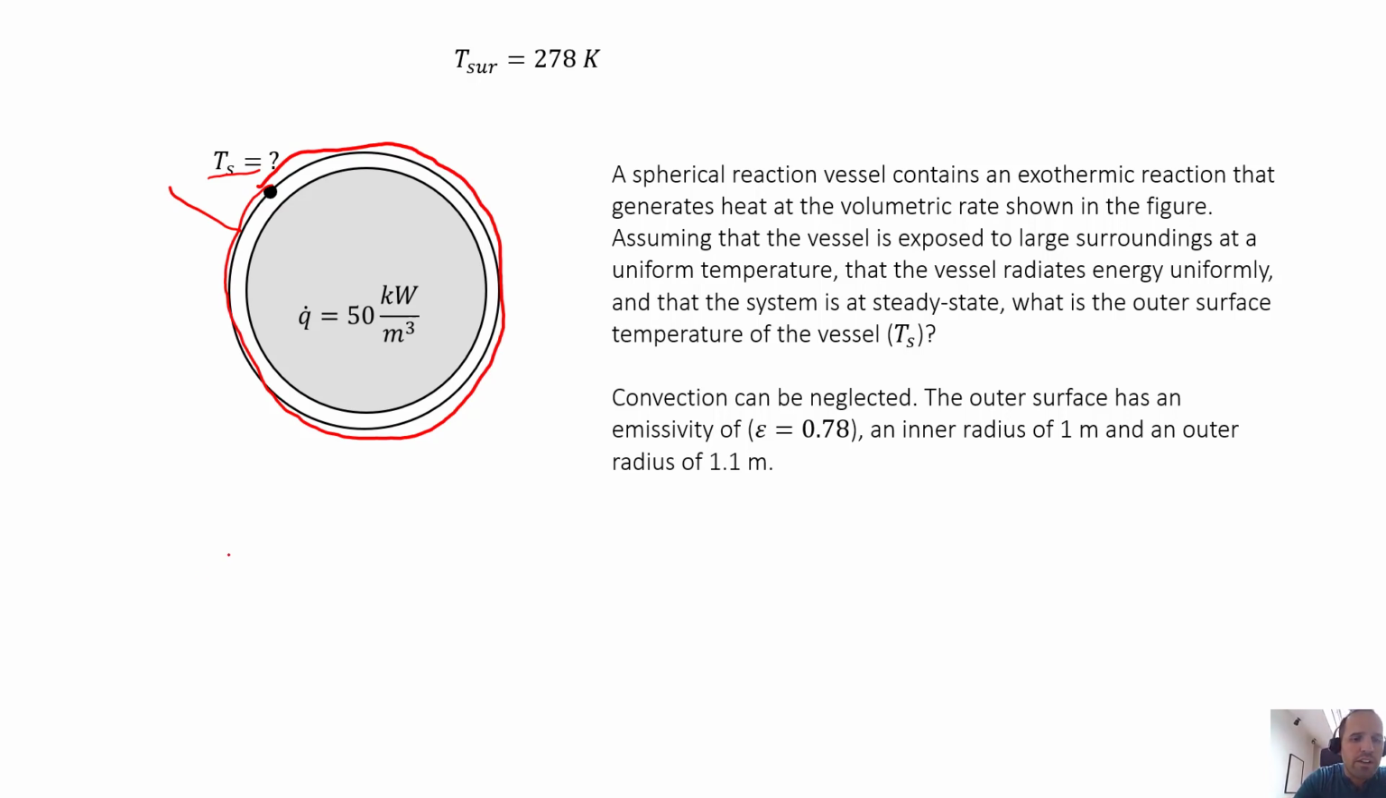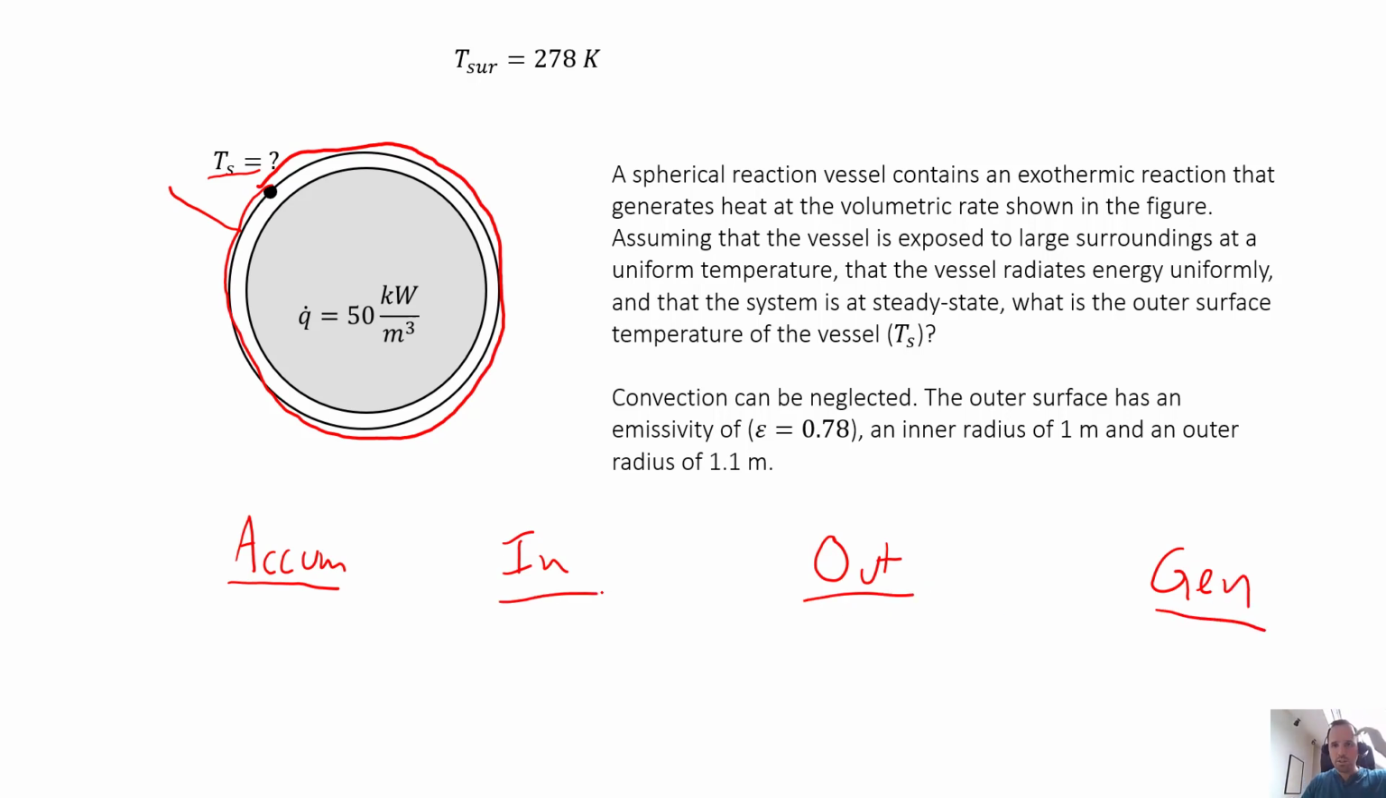So again, we're going to write down the key terms of our energy balance. We have accumulation, we have in, out, and then we have generation. So we want to carefully think through each of those terms. Our accumulation term, again, is the change in energy with time. What is changing with time? Well, we are told that the system is at steady state. So our dE dt is just actually 0. We don't have to worry about accumulation because everything is at steady state.